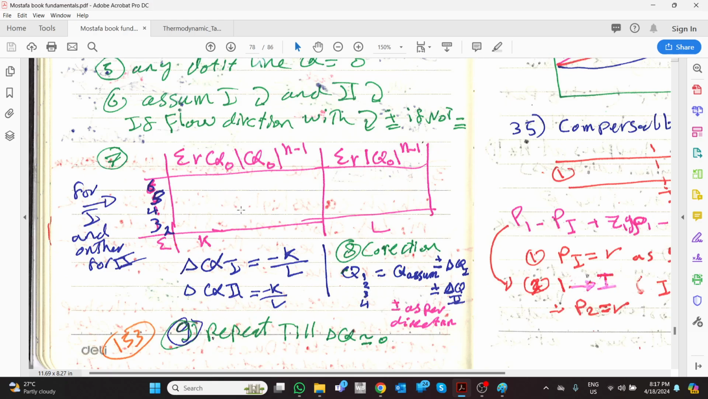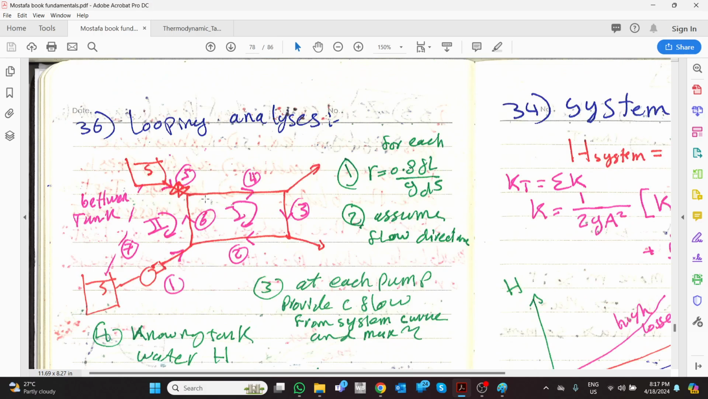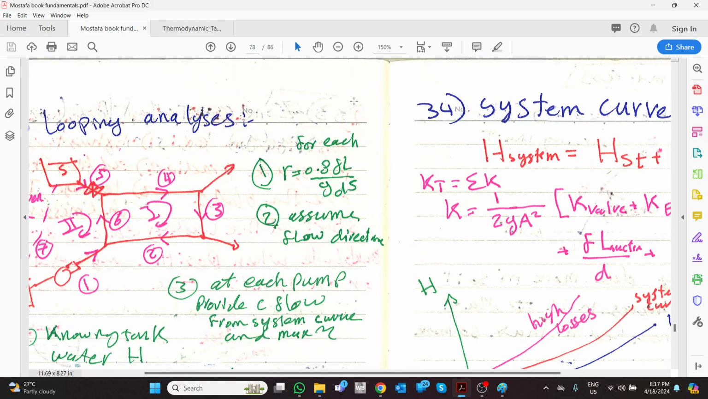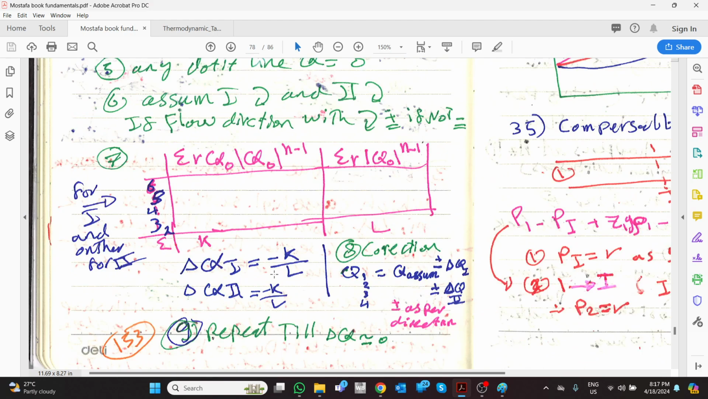Then you make the sigma. All these numbers added together here, all these numbers added together here. Name this one K, name this L, and write delta Q1 for the first table is minus K over L. Delta Q2 for the other loop, and maybe you have a 3rd loop, 4th loop, 5th loop. So you will find delta Q I, delta Q double I, etc.